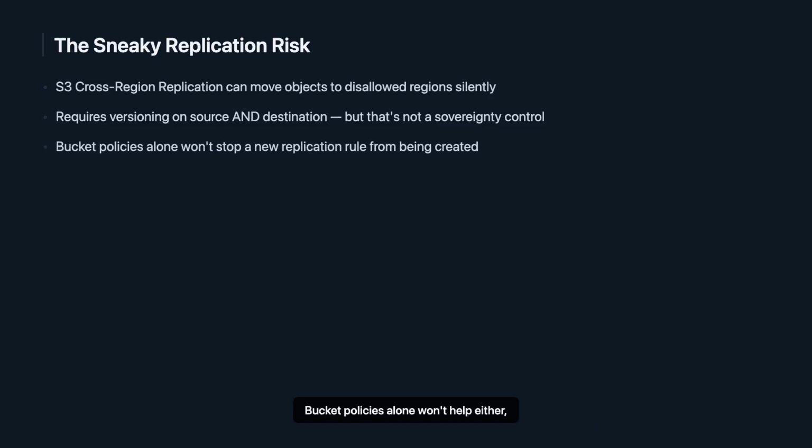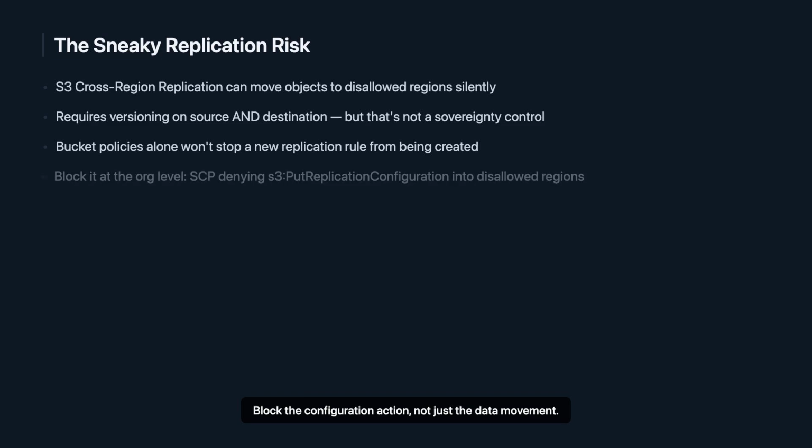Bucket policies alone won't help either, because the replication rule is created through the S3 control plane, not by writing to the bucket. The fix is an SCP that denies S3:PutReplicationConfiguration when the destination region isn't on your approved list. Block the configuration action, not just the data movement.